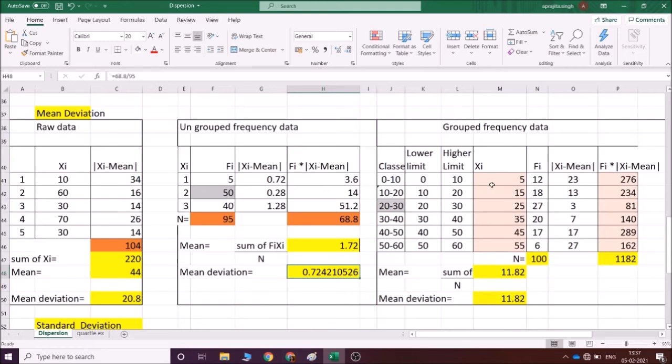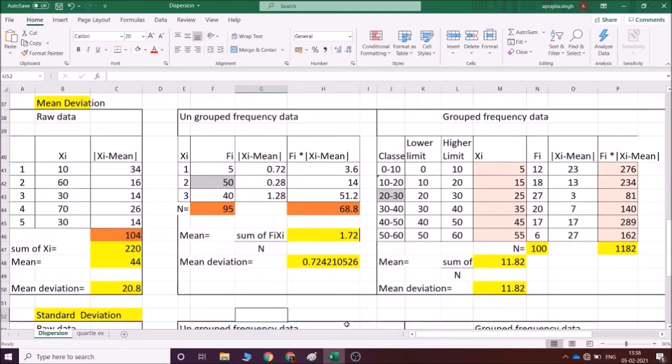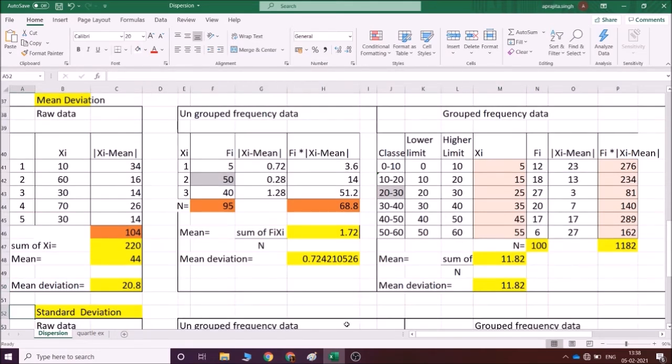So xi means this 5 minus the mean, 15 minus the mean. Then you multiply this column with fi, and then you find the summation of it. Whatever summation you get, you now divide it by n. So 1182 is divided by 100, and that is how you get the mean deviation.